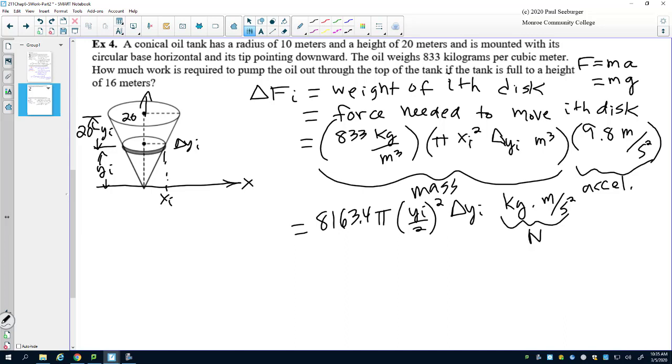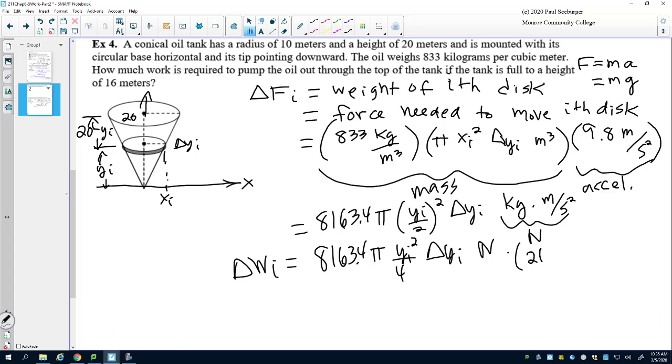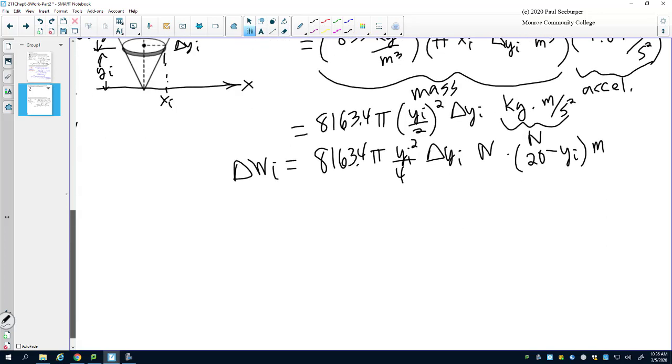Okay, so now our delta w sub i, our work done. We get this piece right here, our force, 8163.4 pi y sub i squared over 4 delta y sub i newtons times our displacement of 20 minus y sub i meters. And from that, we're going to get newton meters. Okay, and rather than writing this over again, why don't we just go right now to our work.